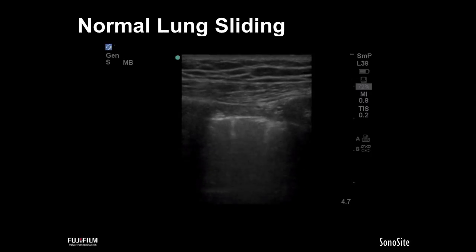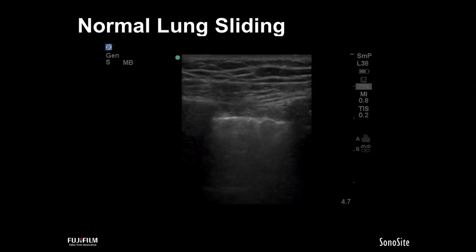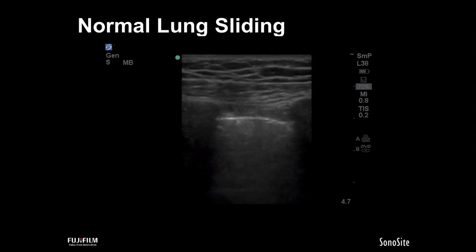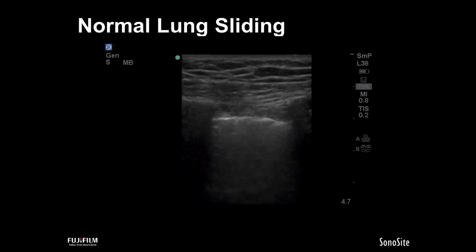What we see here are the 2 hyperechoic ribs on either side of your ultrasound screen, and then just deep to them, running horizontal across the screen, is a shimmering white hyperechoic line, which is moving, which is the sliding of the visceral and parietal pleura up against each other when they're separated by just a tiny bit of fluid.